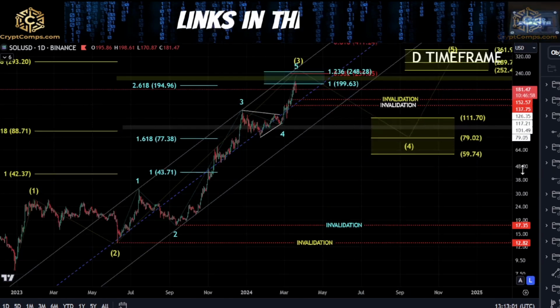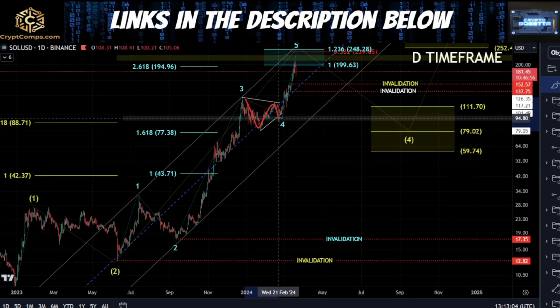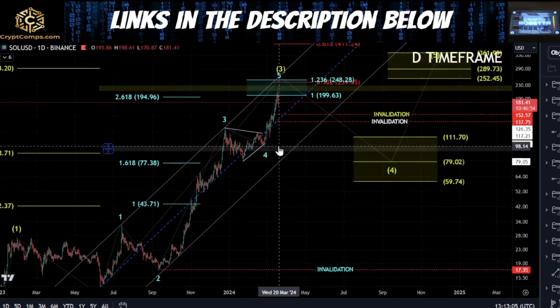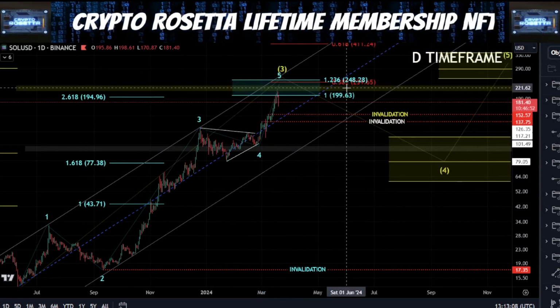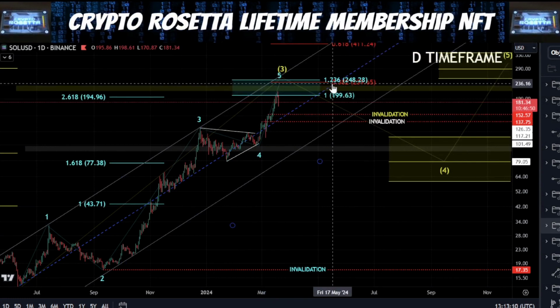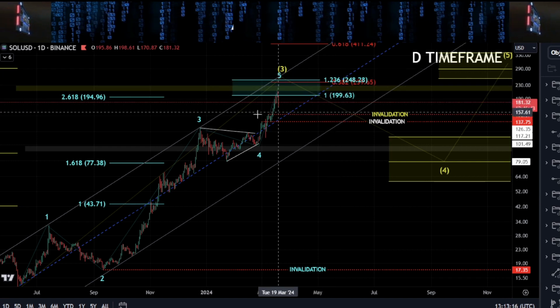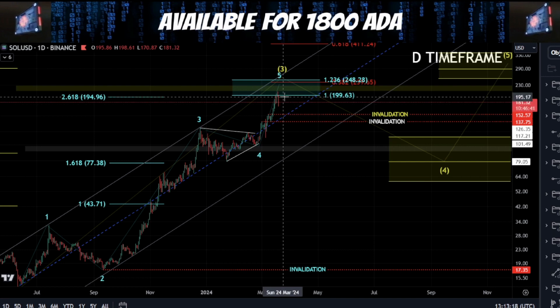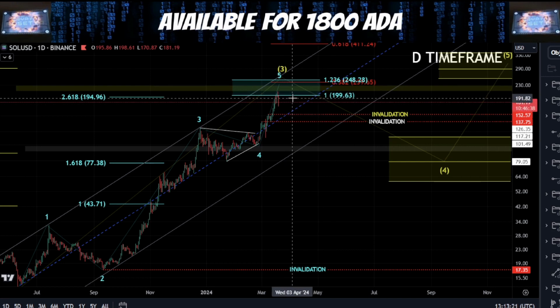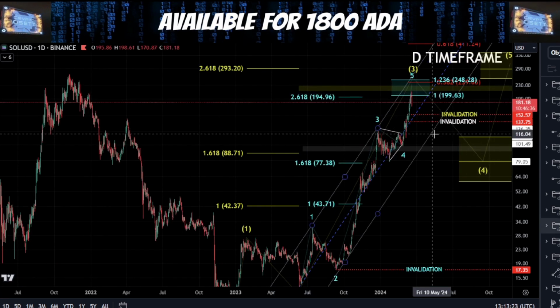Now, what we'd be looking for here is the potential that this is actually a triangle, and that we are looking to complete our wave 5 to the upside, in which case this would be looking to push us up to the zone of this 1.236 to this 1.21 typically, and we are currently in this area. So we have hit this $200 area, which is obviously an important psychological zone.